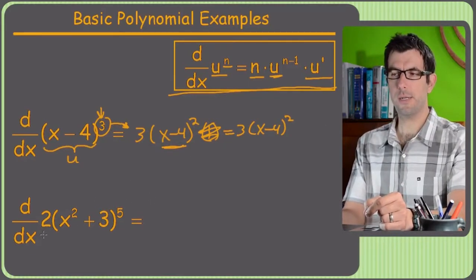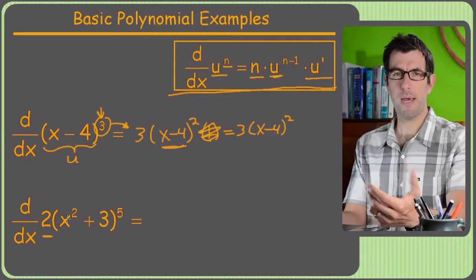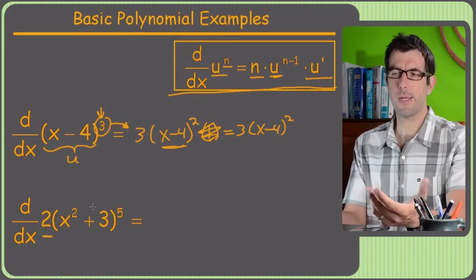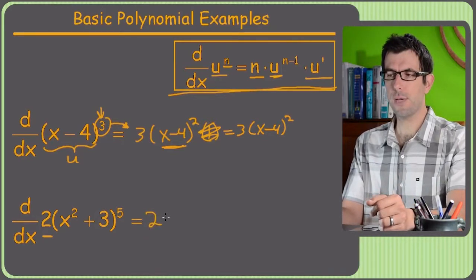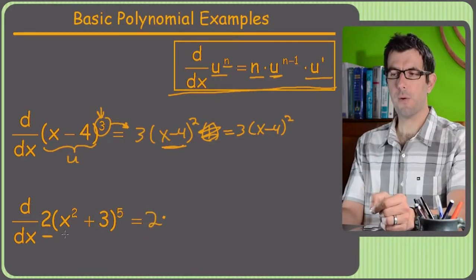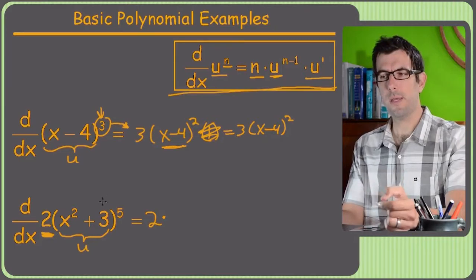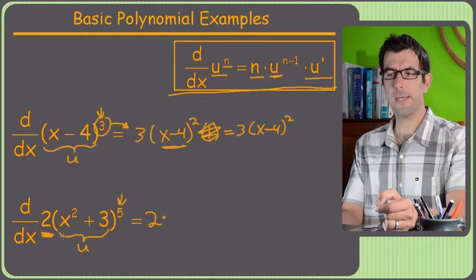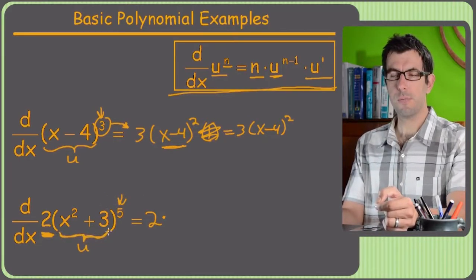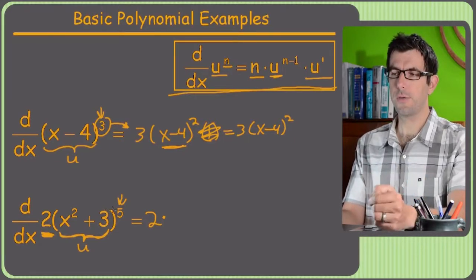All right, so this one is just a little bit different. It's got a 2 out front, but what do we do with coefficients in front of powers? It doesn't matter, right? You just leave the coefficient alone. So we're going to leave that 2 out front. Now we're going to do the power rule. Looks like this is our u. Now that 2 is not part of our u because it's not being raised to the exponent. This exponent of 5 only applies to the stuff in parentheses, which means the stuff in parentheses is our u.